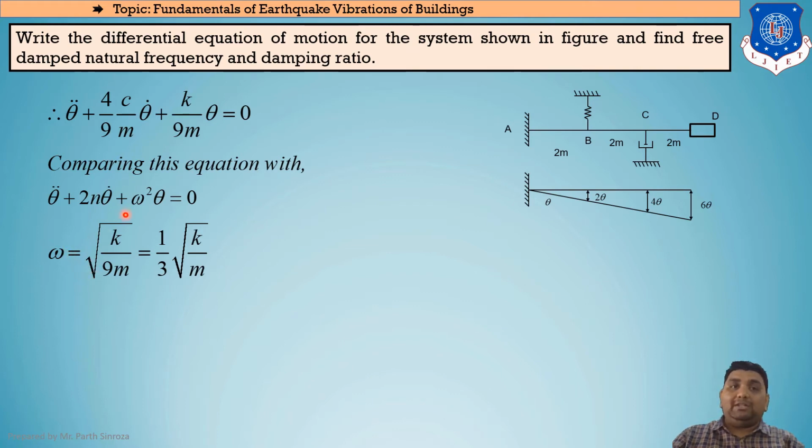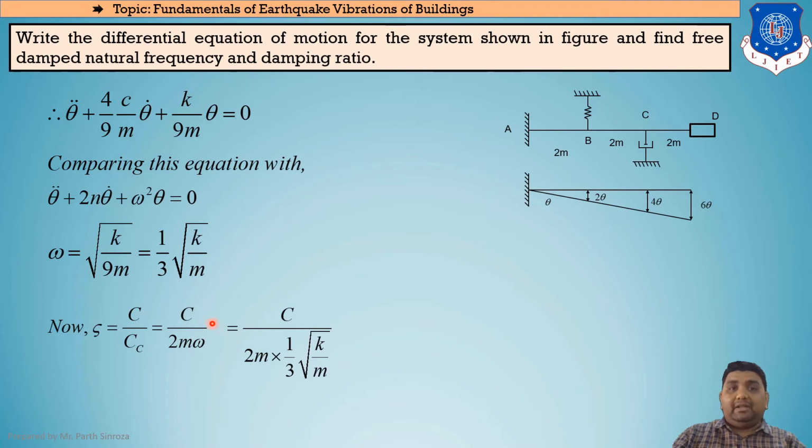So omega equals under root k upon 9m. Taking the under root of 9 outside, it will be 1 by 3. So the omega value here will be 1 by 3 under root k by m. Clear? So this is the natural frequency that we were talking about. So now we need to find the damping ratio. So for the damping ratio, the equation is C upon Cc. C upon Cc comes out to be C upon 2m omega. Clear?